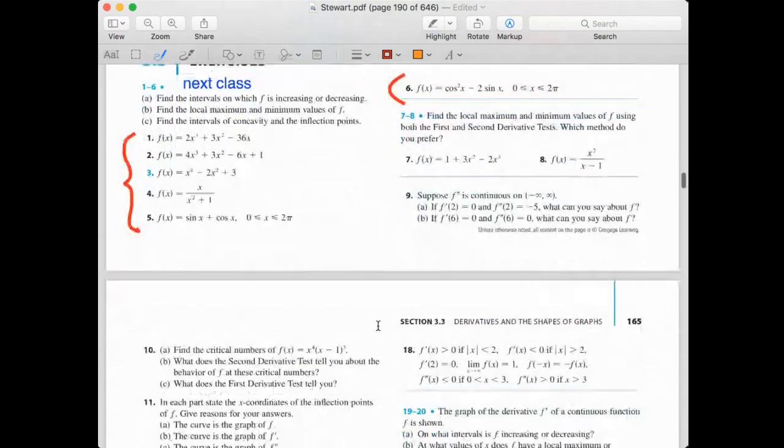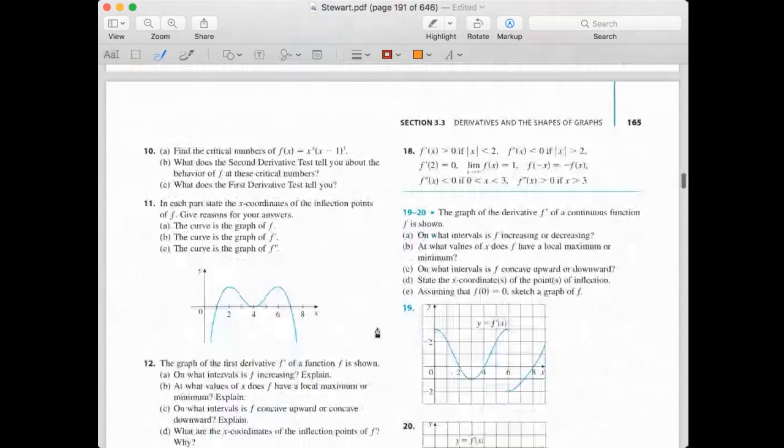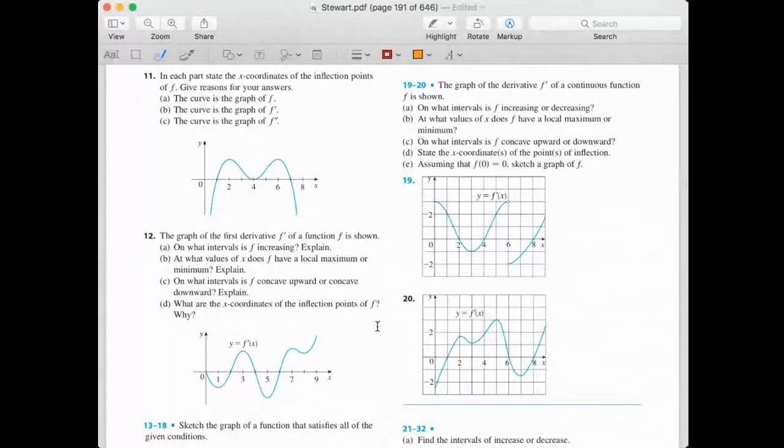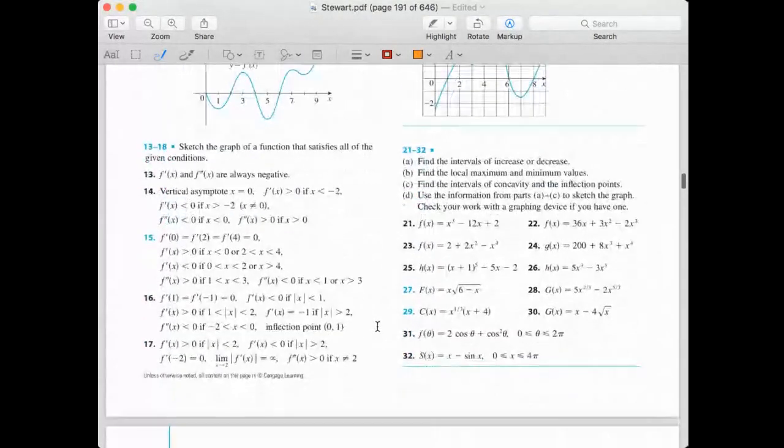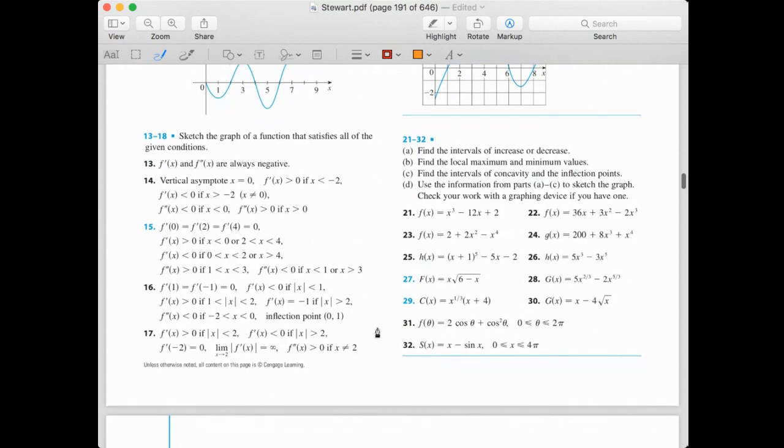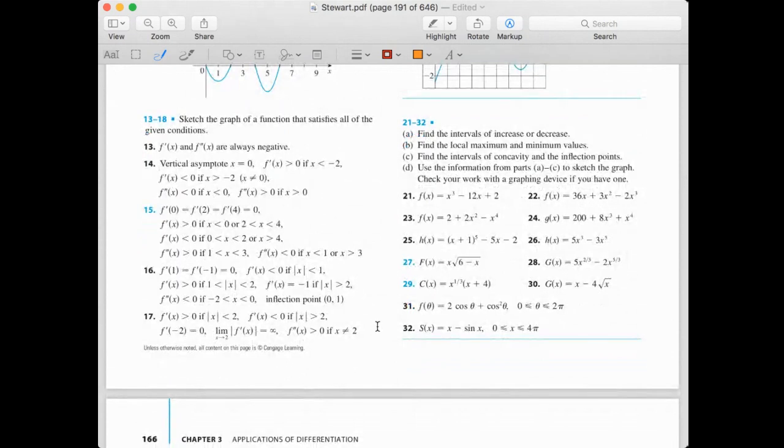Okay, so some of you already did concave up, concave down. So let me give you a couple more. Let's try this.